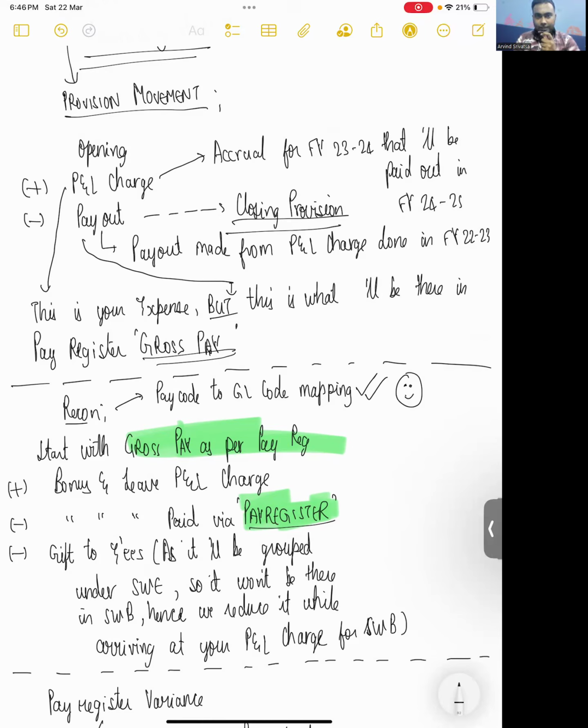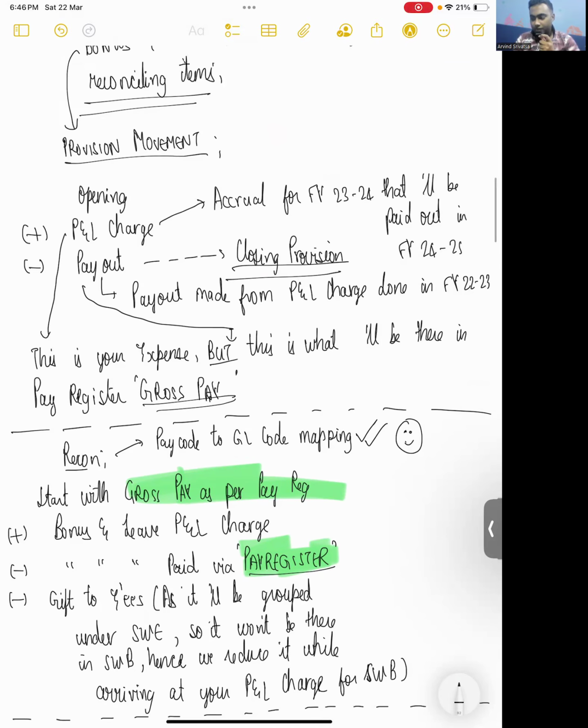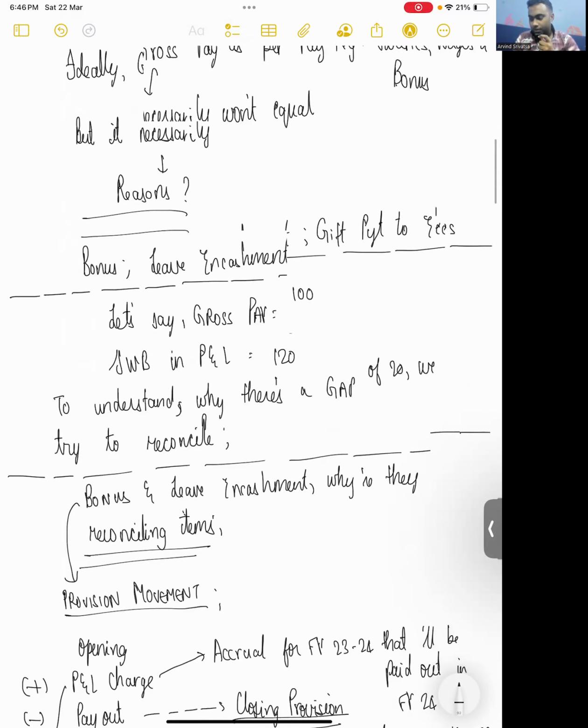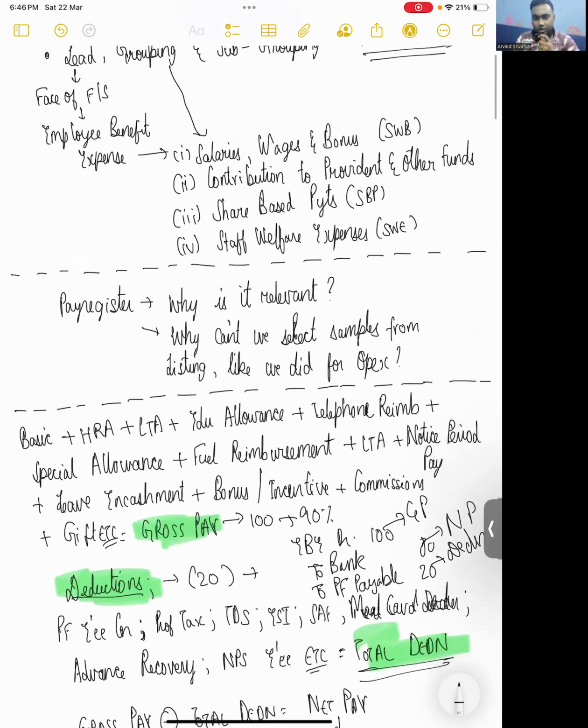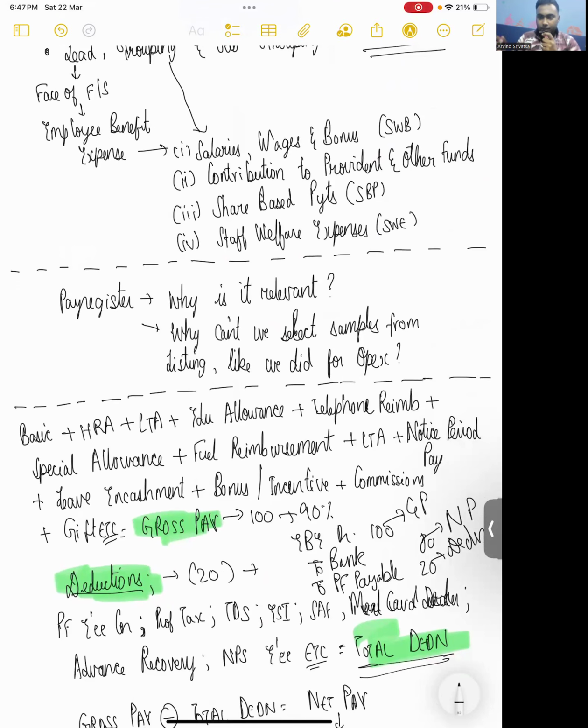Which are the reconciling items? This is again a very, very illustrative and very basic list of reconciling items, because there can be multiple reconciling items. I did not want to go too deep into the concepts, which is why I just gave a few very, very regular reconciling items. So maybe what will happen is, if I have to just go up, I just explained these components of gross pay. Let's say each of these components of gross pay will be assigned a pay code.